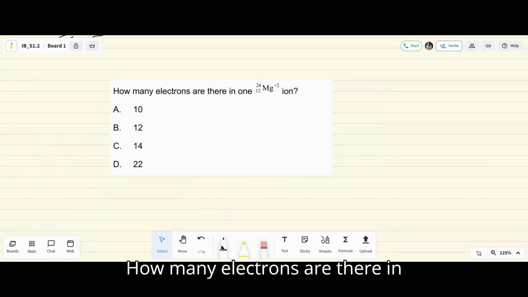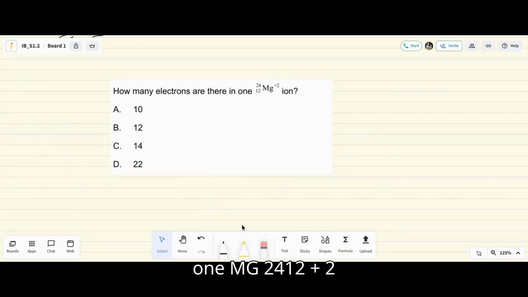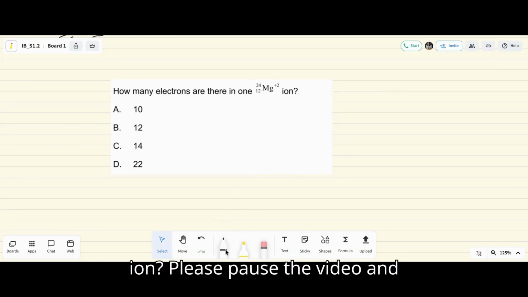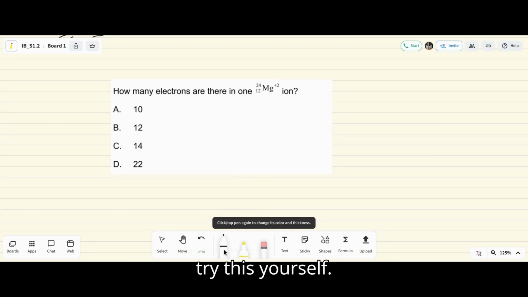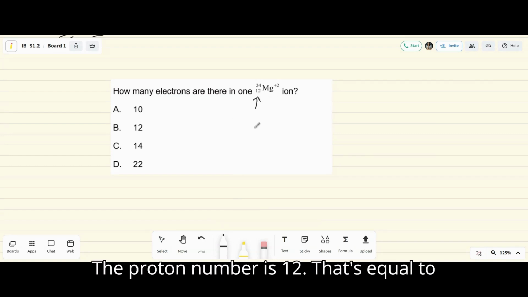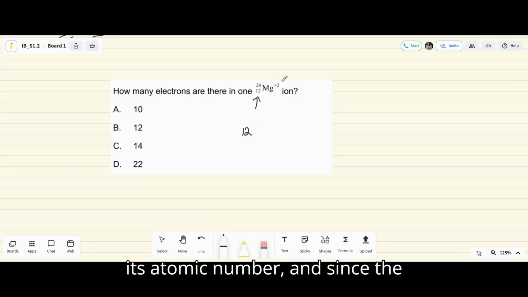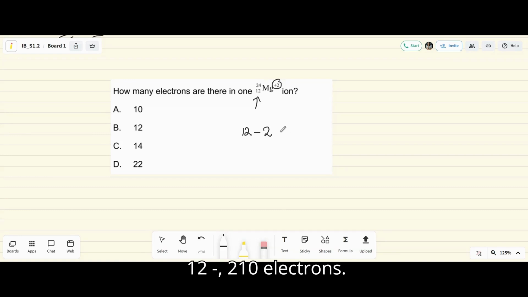How many electrons are there in one Mg-24, atomic number 12, 2+ ion? Please pause the video and try this yourself. The proton number is 12. That's equal to its atomic number. And since the charge is plus 2, there are 2 fewer electrons than protons. So 12 minus 2, 10 electrons. Choice A.